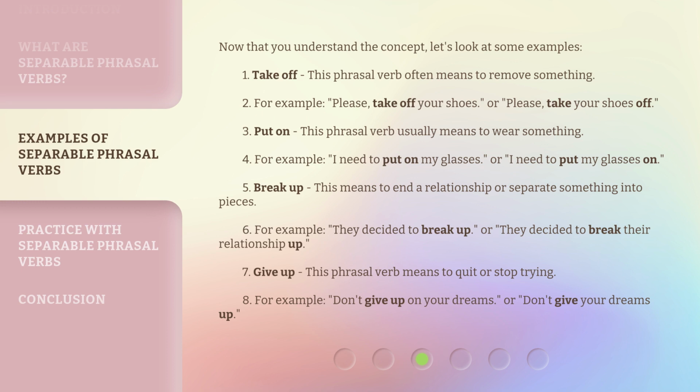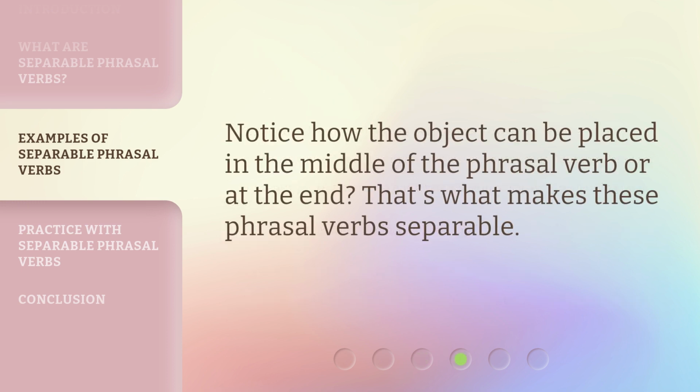Break up. This means to end a relationship or separate something into pieces. For example, they decided to break up. Or, they decided to break their relationship up. Give up. This phrasal verb means to quit or stop trying. For example, don't give up on your dreams. Or, don't give your dreams up. Notice how the object can be placed in the middle of the phrasal verb or at the end. That's what makes these phrasal verbs separable.